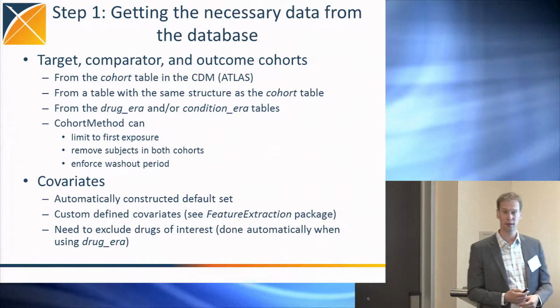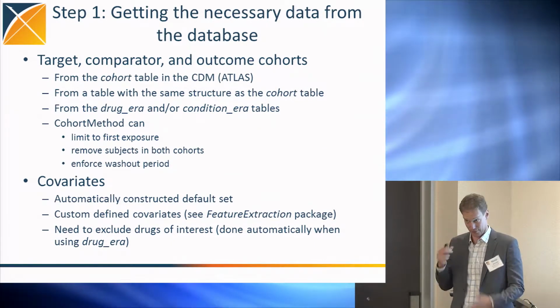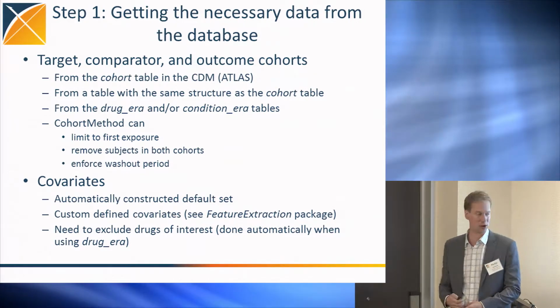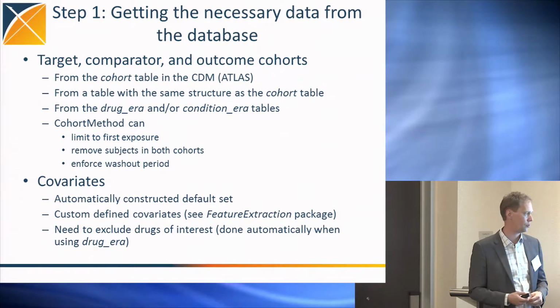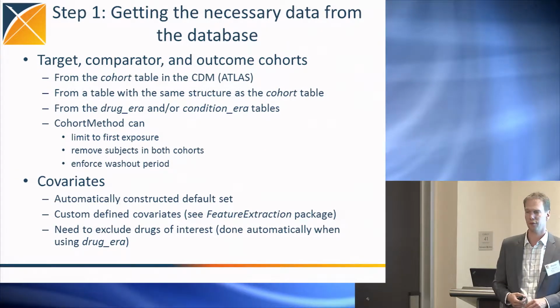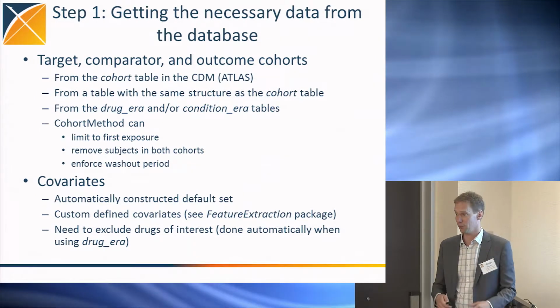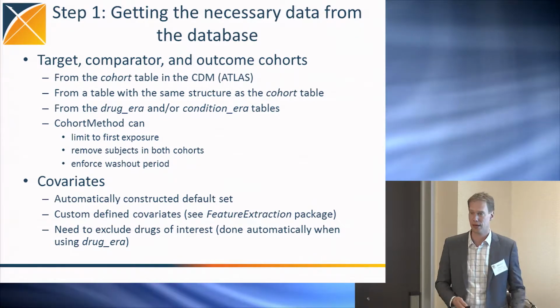You could create custom defined covariates. So if there's a covariate that isn't in there, like a very novel risk score or something that you want to compute yourself, there is an option to do that. There are facilities to do that. You should look at the feature extraction package to see how you do that. But that would require you to write actual SQL code and R code to implement that particular feature.